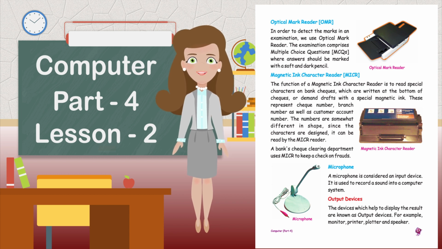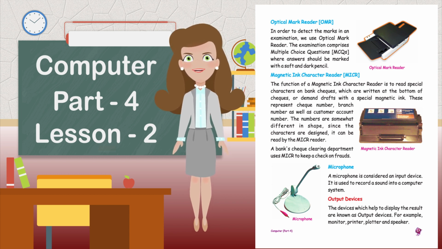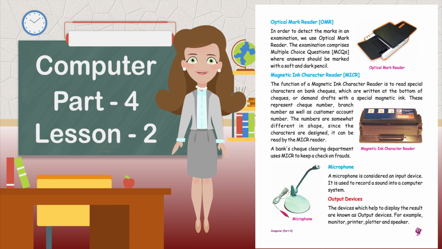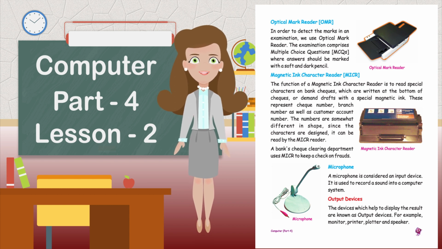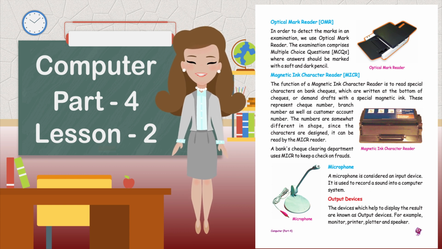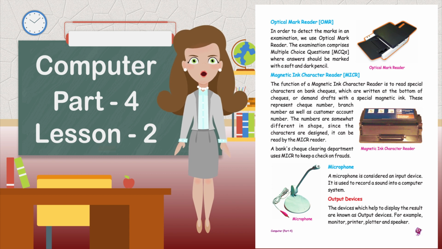Microphone. A microphone is considered an input device. It is used to record a sound into a computer system. Output devices. The devices which help to display the result are known as output devices. For example, monitor, printer, plotter, and speaker.